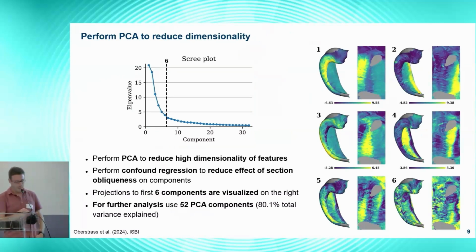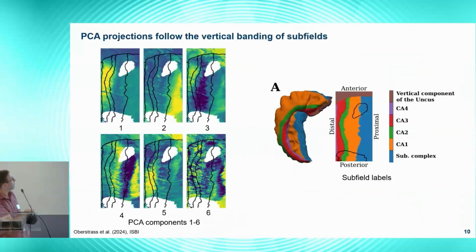So you see here on the right a projection to the first 6 components, which carry a lot of the variance, as you can see here, and these provide meaningful shapes. You see here the component projected to the actual surface and to the unfolded surface in all these cases. The actual analysis in the paper, which we published and presented at ISPI this year, had 52 PCA components, which explain 80% of the variance.